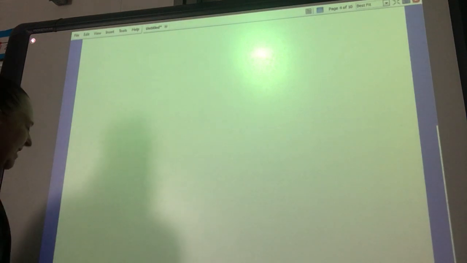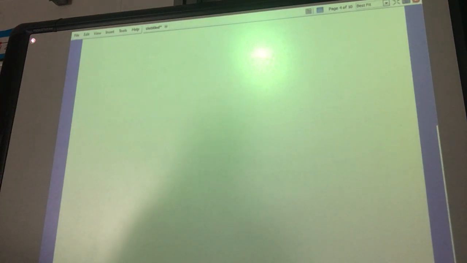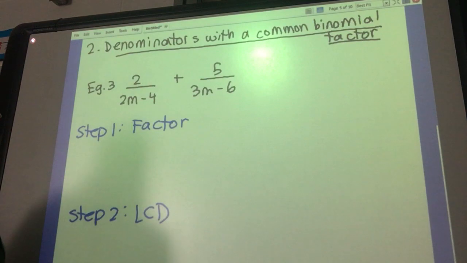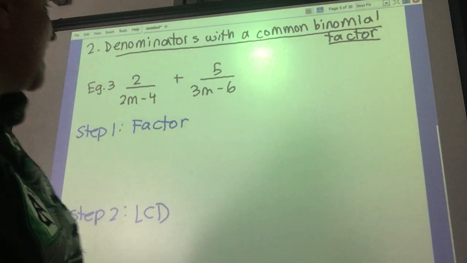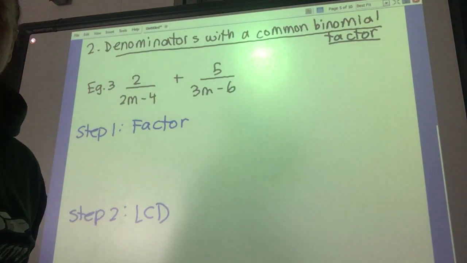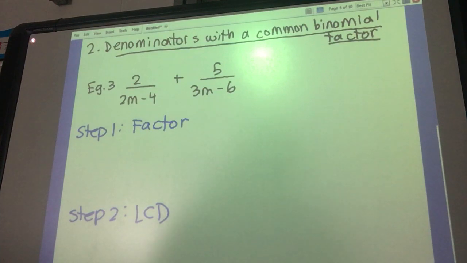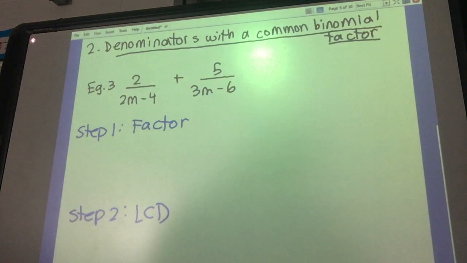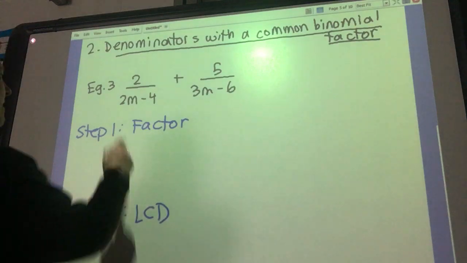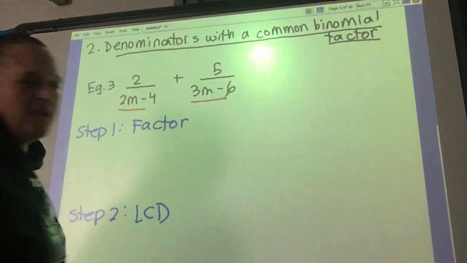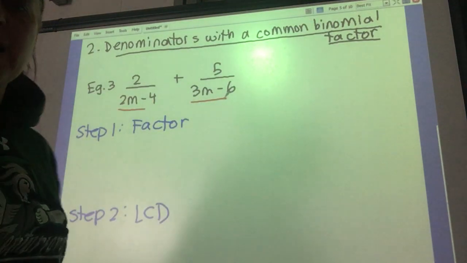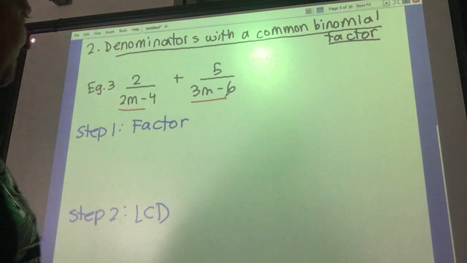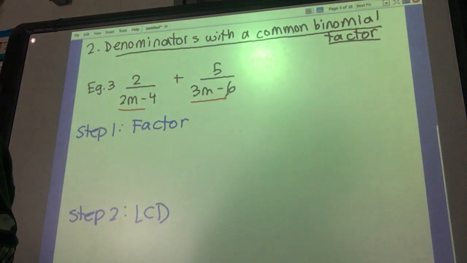So we have a blank screen. The next example is denominators that have a common binomial factor. I find of all the examples we're going to do today, this is the one that students struggle with the most. So our example, 2 over 2m minus 4 plus 5 over 3m minus 6. Very clearly, they do not have the same denominator, so we can't just do 2 plus 5, 7, and we're done. Not that easy. So step number 1 is factoring.